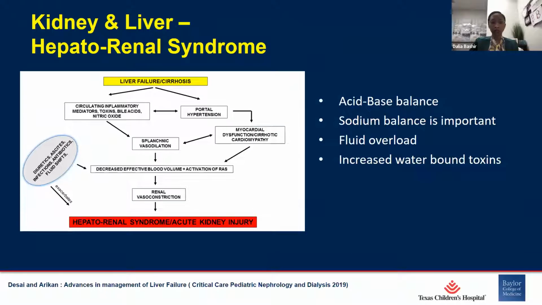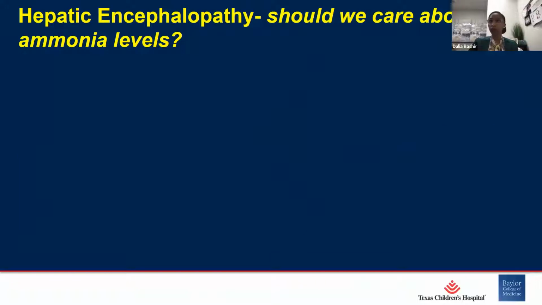The liver and the kidney have organ crosstalk, which is an important one to appreciate, and I'll leave this to Dr. Arikan to discuss in detail afterwards as well. But I'll touch a little bit on hepatic encephalopathy and why we should care about ammonia levels. Neurologic dysfunction is a big part of the ICU management of acute liver failure. Hepatic encephalopathy is a brain dysfunction caused by liver insufficiency, and it can manifest as a wide spectrum of neurologic manifestations, anything from just inconsolable crying to coma and herniation.